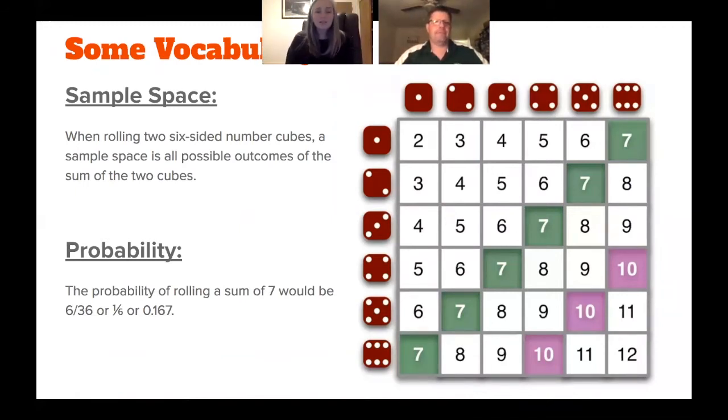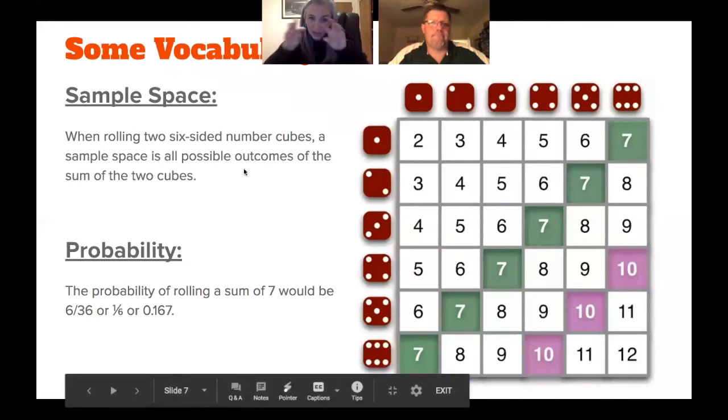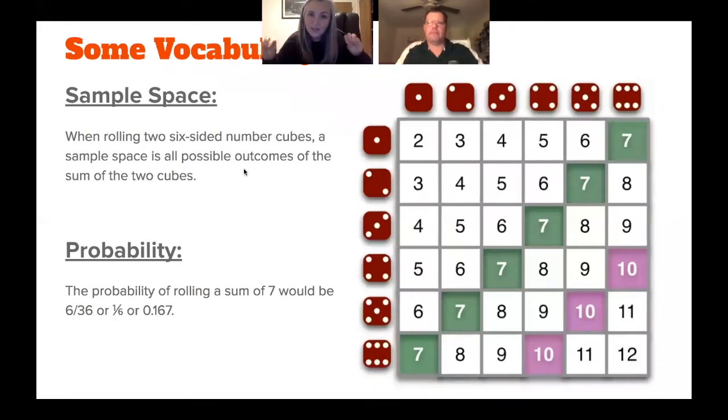Okay, so a couple of vocabulary words coming back to you here are sample space when rolling two six-sided number cubes. A sample space is all possible outcomes of the sum of two cubes. So you can see here, back to this picture we were talking about before. We were talking about events before, and now we're talking about the sample space. And so the sum sample space is 2, 3, 4, 5, 6, and so on and so forth. There are 36 ways, because they're individual die. There are 36 ways this could happen. A 2 and a 3 is not the same as a 3 and a 2.